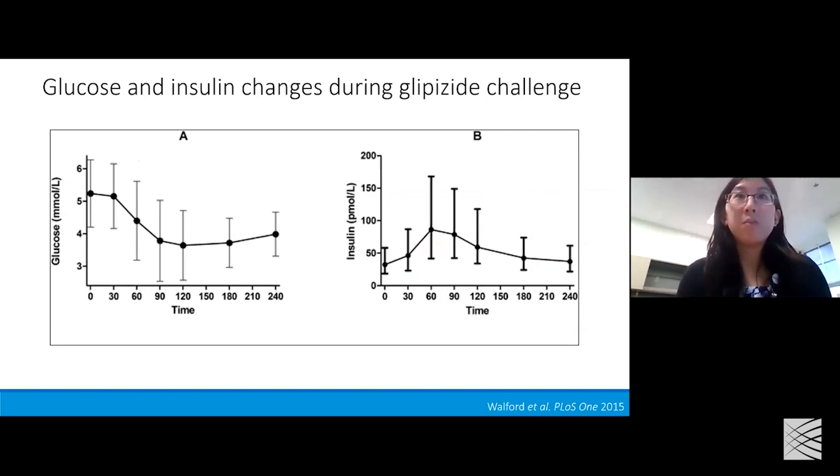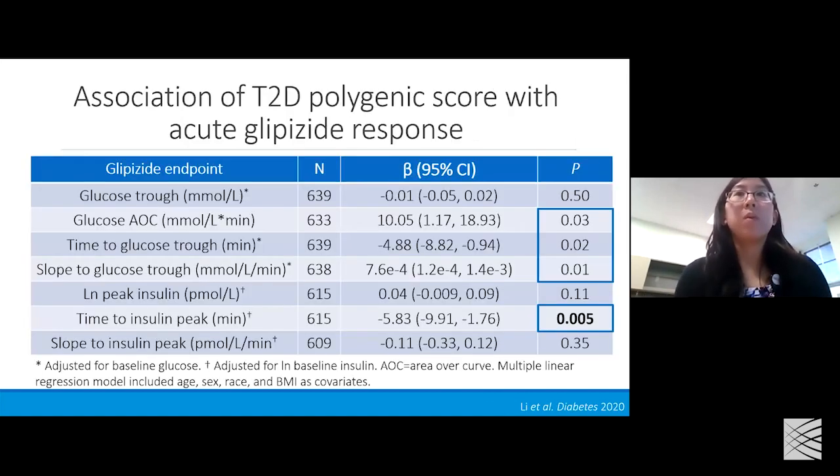Here we looked at the glipizide challenge, that first drug perturbation I mentioned, where individuals were given glipizide, which is a sulfonylurea that causes insulin secretion and a drop in glucose. Across the cohort, you can see that the glucose drops over time, lowest at 120 minutes, and insulin peaks at 60 minutes. From these, we designed multiple phenotypes of glipizide response and associated the polygenic score with markers of the response.